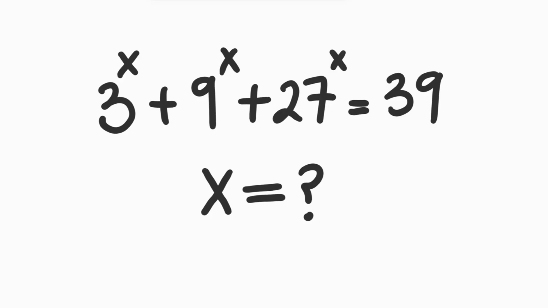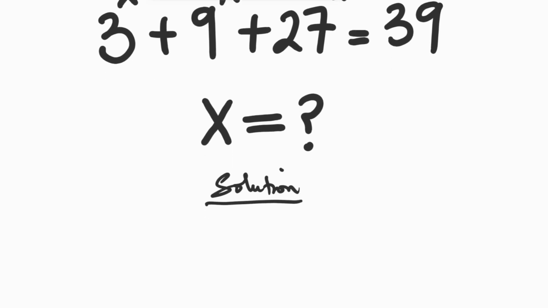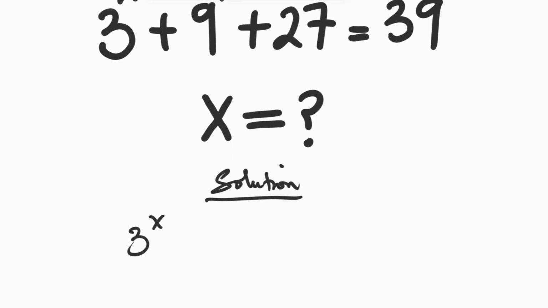We have 3 raised to the power x plus 9 raised to the power x plus 27 raised to the power x equals 39. Find the value of x. Now, this question already looks obvious the way it is, what the value of x is, but we're still going to go ahead and solve to actually find the value of x. And then if you watch to the end, you'll get to see the proof that that value of x is exactly the correct answer. So without wasting too much time, let us go ahead and solve this question.